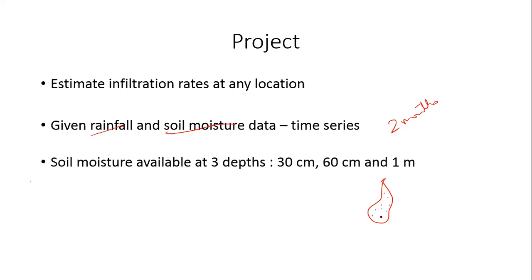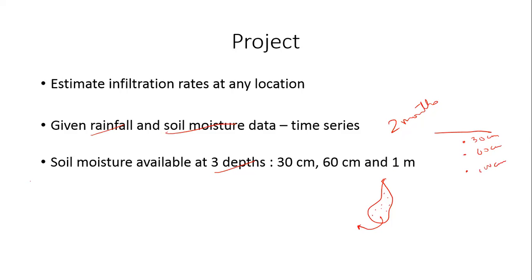Okay, but at every location, soil moisture is provided at 3 different depths: 30 centimeters, 60 centimeters, and 1 meter from the land surface. So if this is the land surface, there's a sensor installed at 30 centimeters, at 60 centimeters, and at 1 meter or 100 centimeters from the land surface. Okay, so soil moisture is provided at these 3 depths. So naturally, if you know the soil moisture at 3 different depths, you can find out how it is changing with time, which will give you an idea of what the infiltration rate for that kind of soil is.